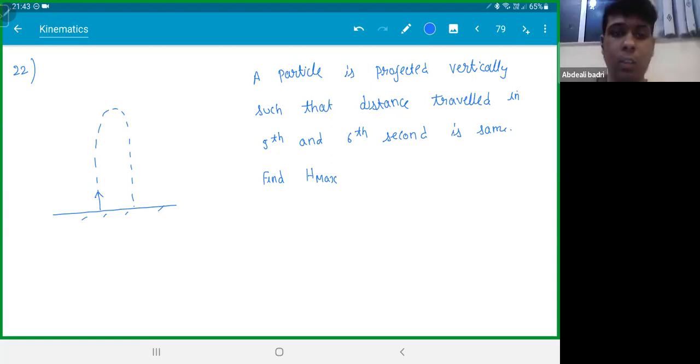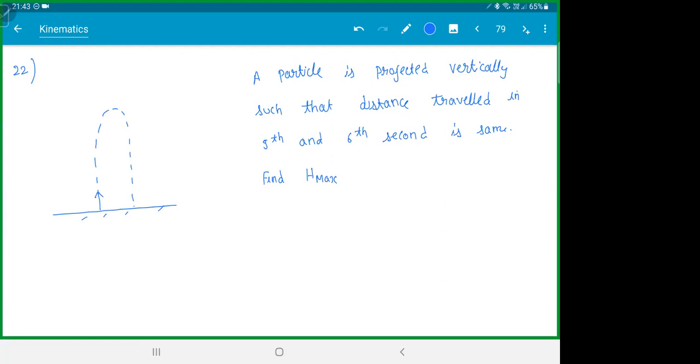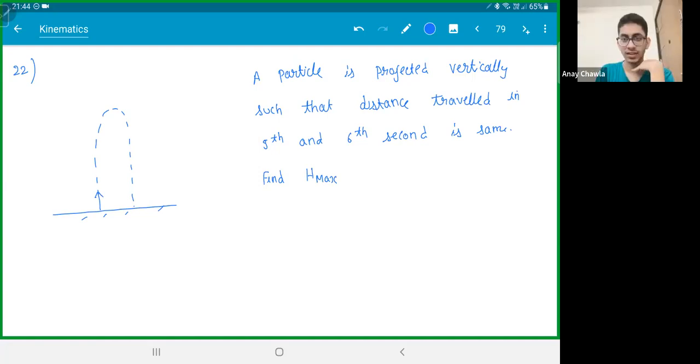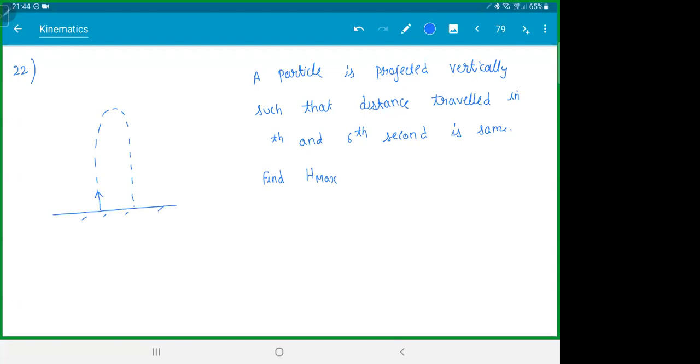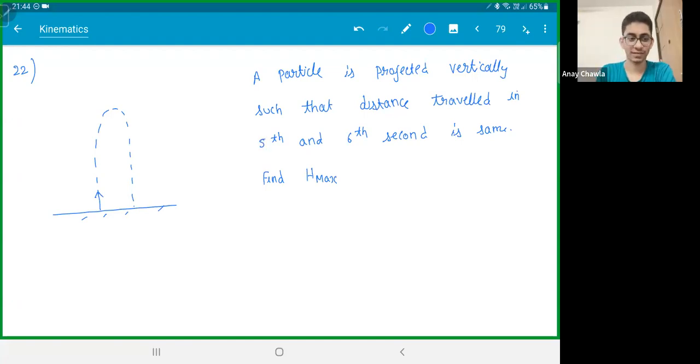So what is the speed, u? No, nothing is given. So is that the distance traveled in the 5th second or 9th second? 5th and 6th, right? That 5 is looking like 9.